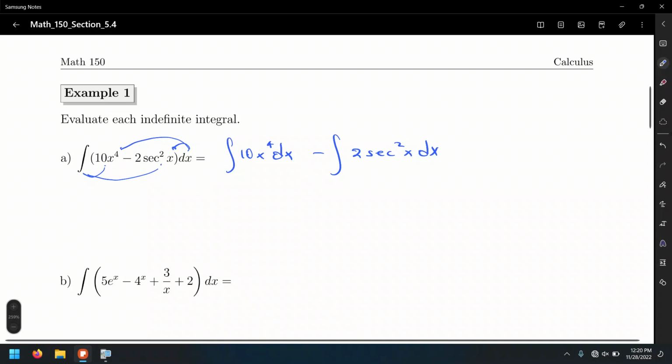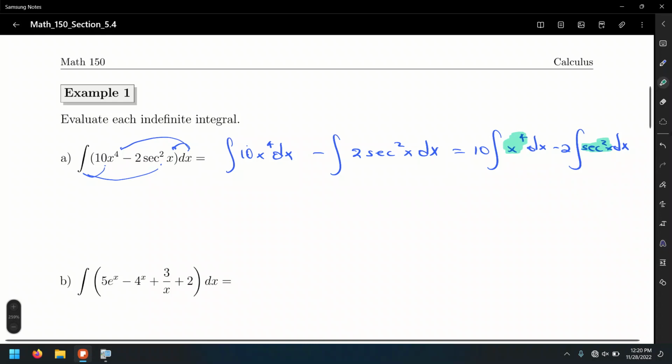Another thing that I would advise you to do is take all these constant factors outside of the integral. That is 10 times the integral of x to the fourth with respect to x, minus 2 times the integral of secant squared x dx. This way you can easily focus on what remains inside of the integral. That is called the integrand. In this case, the first integrand is x to the fourth power, and the second integrand is secant to the second power.